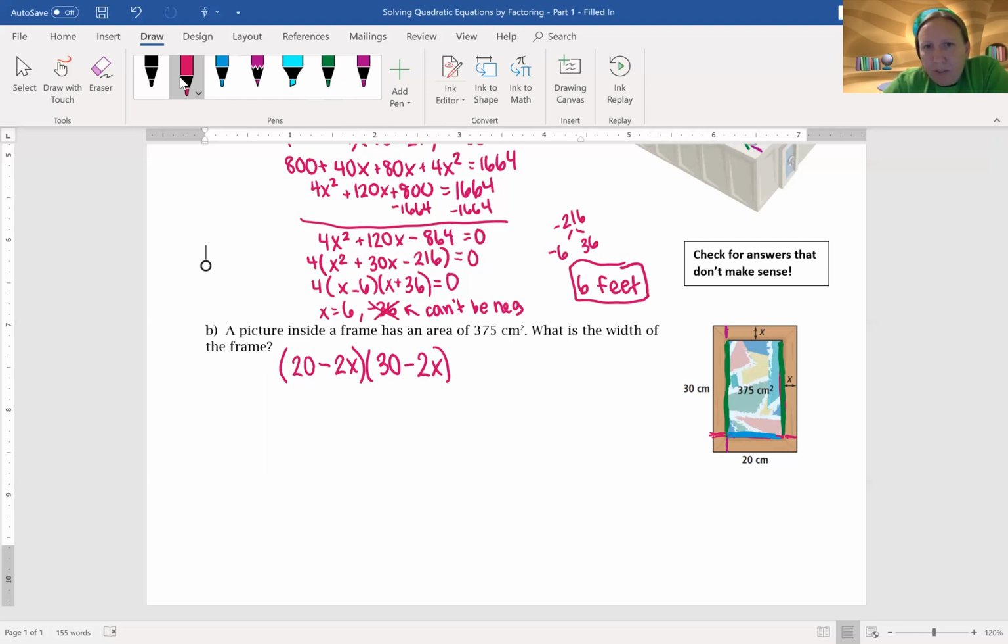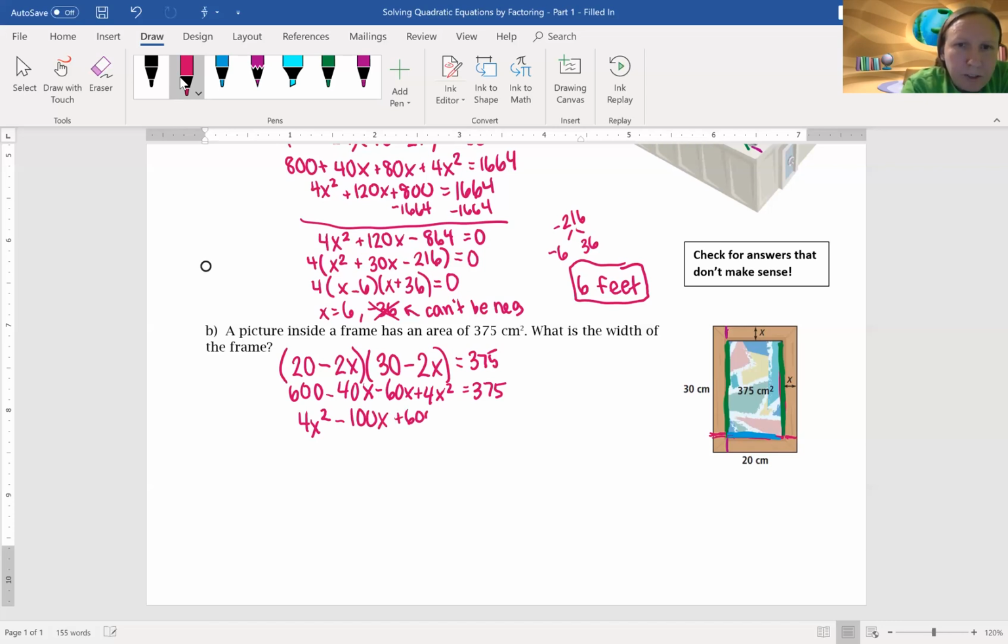So this blue part is going to be 20 minus the two x's. This green part is going to be 30 minus two x's. And together that equals 375. And now similar to the last one, we want to simplify that left side. So when we distribute it, we're going to get 600 minus 40x minus 60x plus 4x squared. I'm going to combine my like terms, write it in the correct order. So 4x squared minus 100x, because negative 40 and negative 60, plus 600 equals 375.